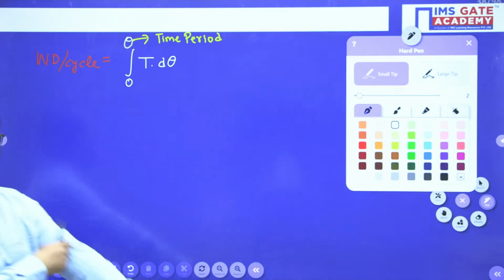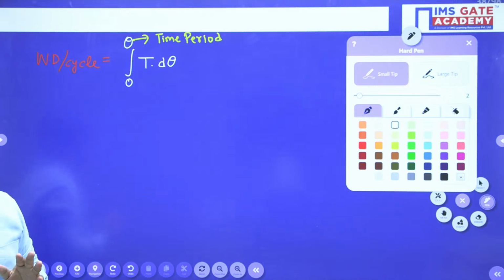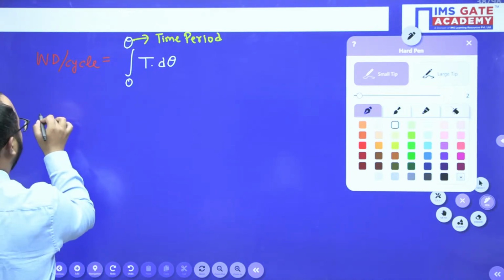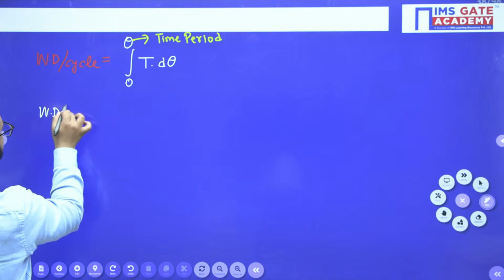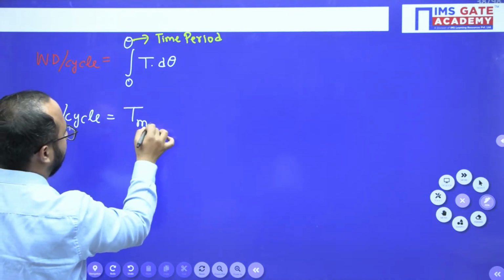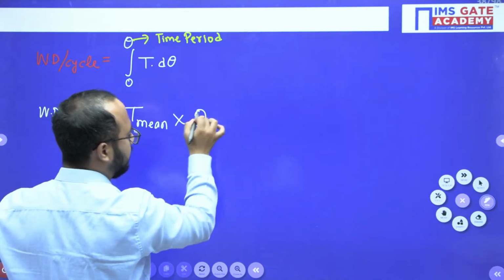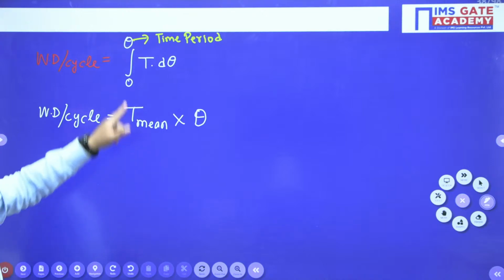Right, this is the point. From 0 to time period T, you have to integrate T dθ. Clear? Now you can also write work done per cycle as mean torque times θ. Again, θ is the time period. So both these values will be equal.